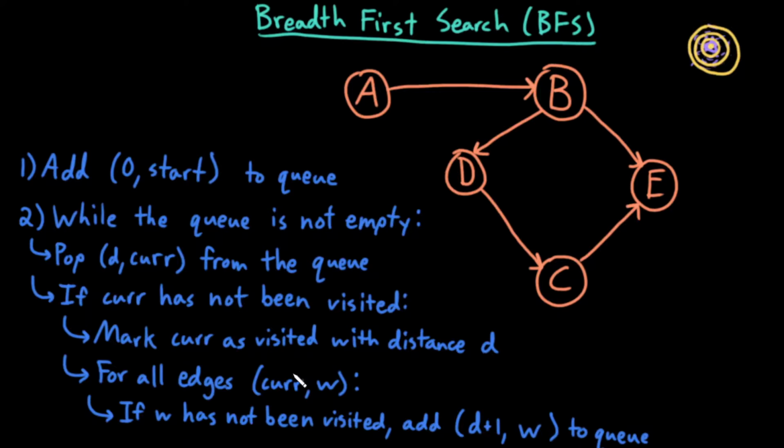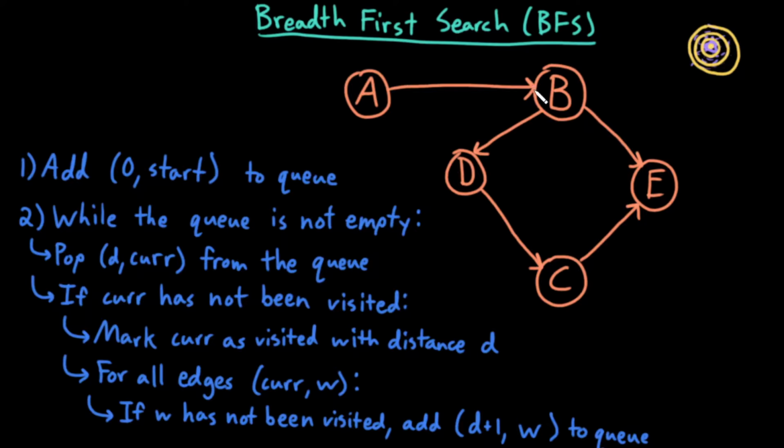And for each outgoing edge going out of cur, so for each edge cur w, so cur going to w, if the neighbor w has not yet been visited, add d plus 1 w to the q. So for each of cur's neighbors that haven't been visited, add that neighbor to the q, and the distance associated with that is 1 plus whatever distance cur has, because that node must be one node further away from the starting point than cur.